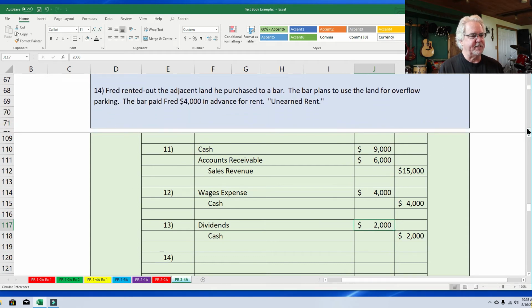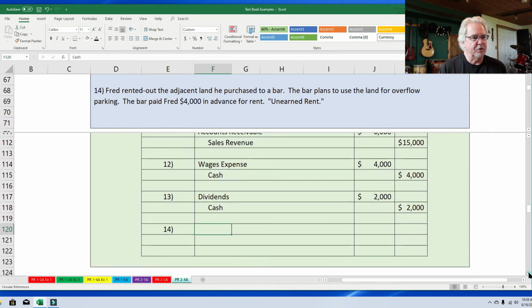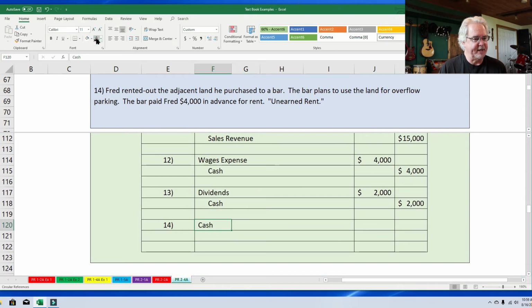So number 14, Fred rented out the adjacent land he purchased to a bar. The bar plans to use the land for overflow parking. The bar paid Fred $4,000 in advance for the rent. So we're going to call this unearned rent. Fred got paid money, so we list cash first. And we're going to put on the right-hand side unearned rent. There we go, unearned rent.